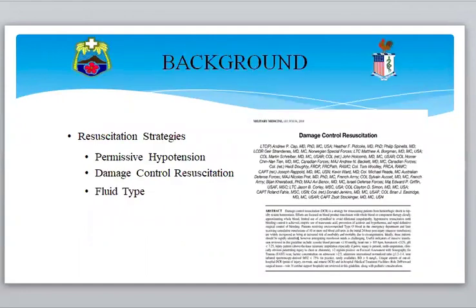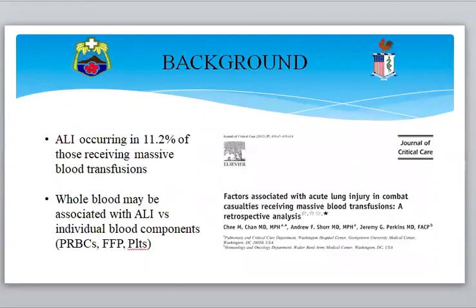Over the past 2 decades, changes in resuscitation have supported permissive hypotension, balanced transfusions of whole blood, avoiding crystalloid, and other measures, including warming and TXA, to prevent coagulopathy and ultimately death.